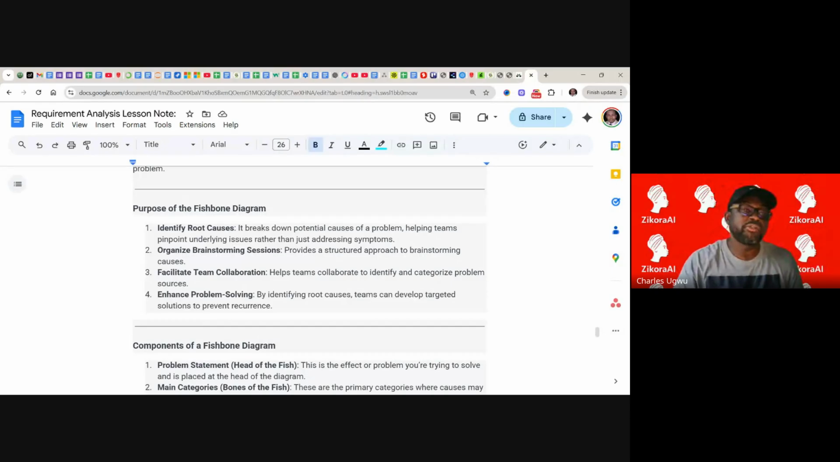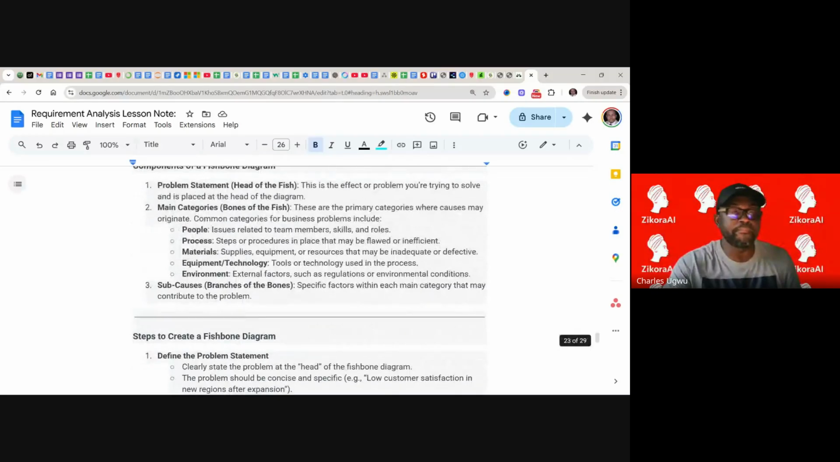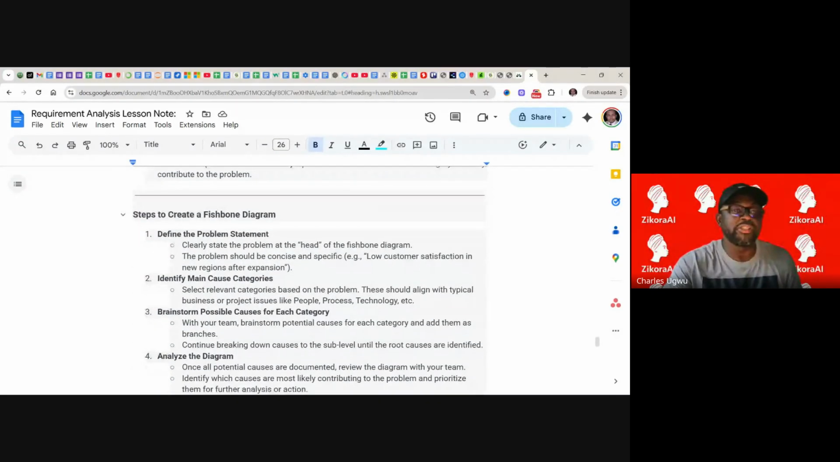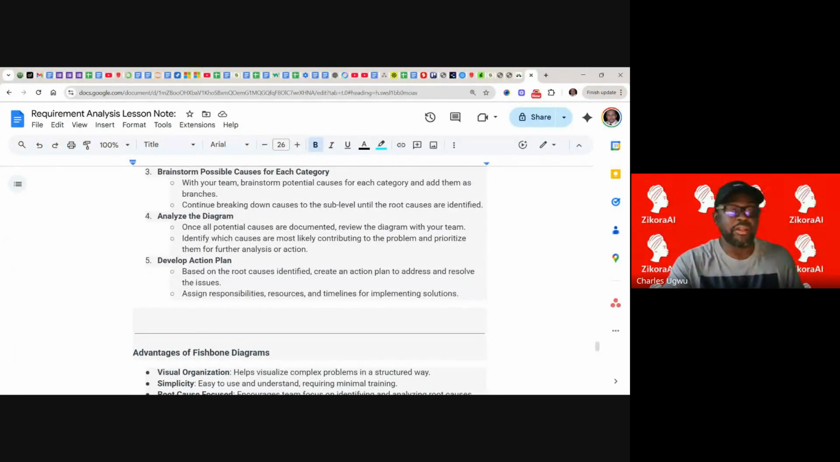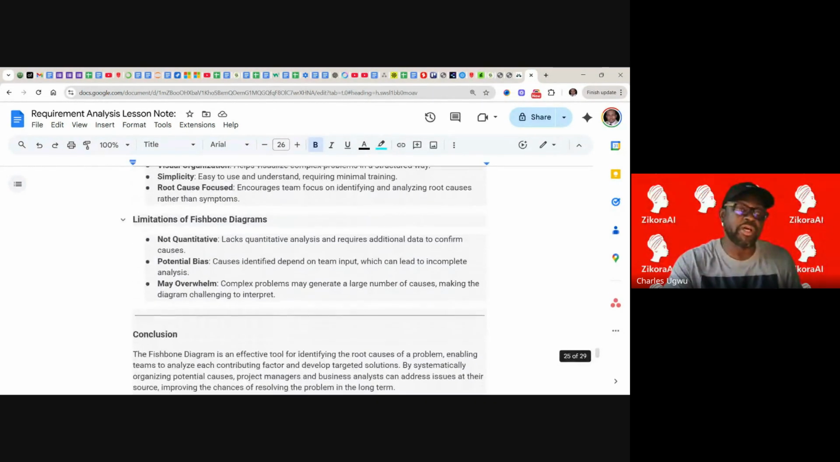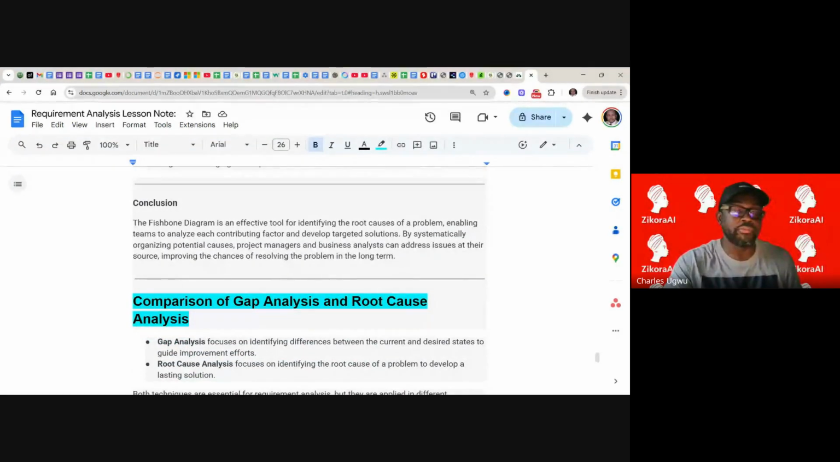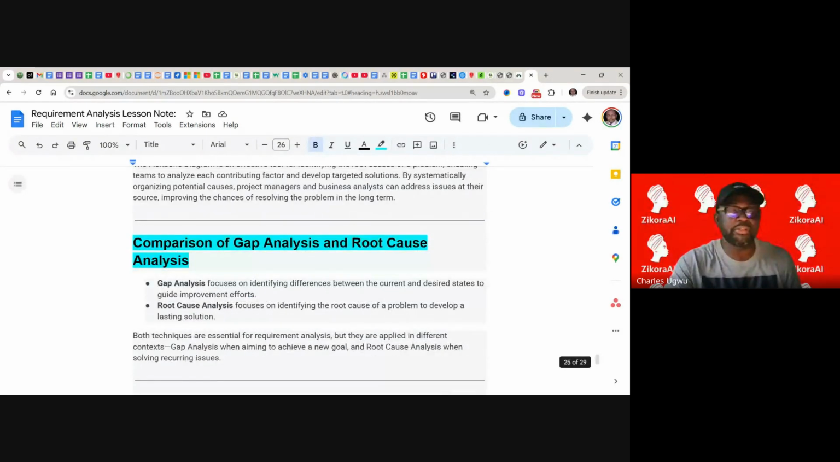So here we have the purpose of the fishbone, components of the fishbone diagram, steps in creating fishbone diagrams, advantages of fishbone diagrams, limitations of the fishbone diagram, and conclusion. Comparison of gap analysis and root cause analysis.